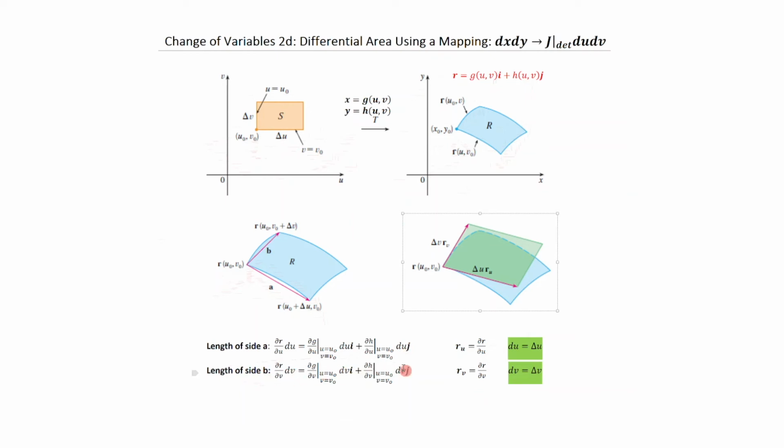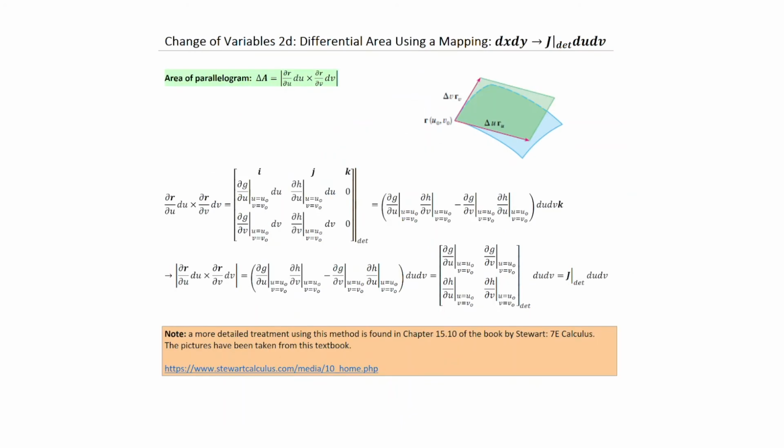The next step is to make use of the notion of the cross product and its magnitude. What would that represent? It would represent the differential area of this green region. So that's the area of a parallelogram, and so let's do this computation.